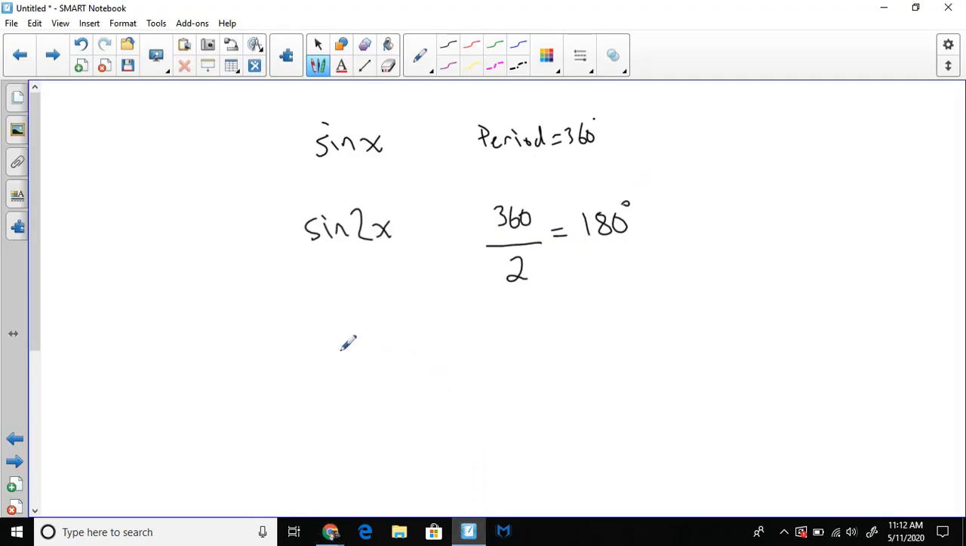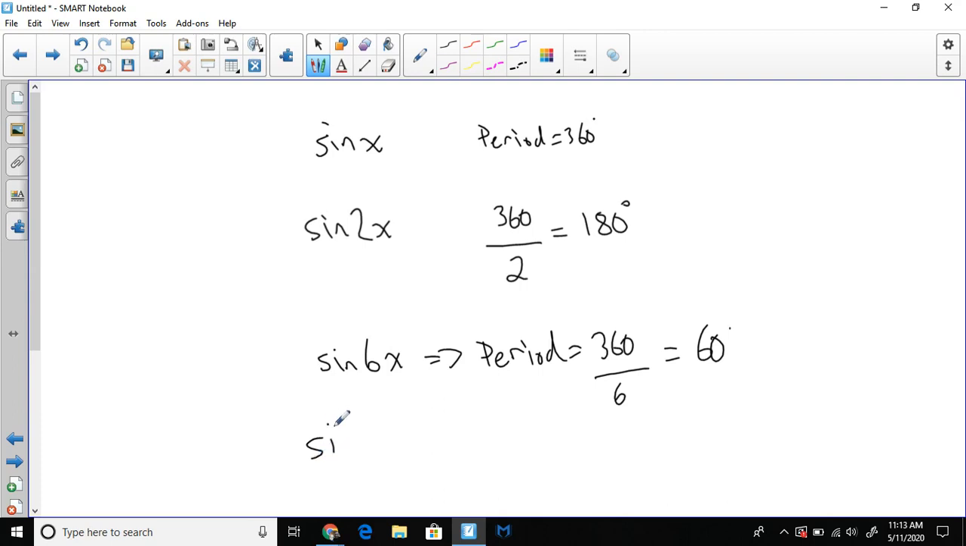So here, for the unknown values, is sine 6x. Well, what would I do? If I have sine of 6x, the period is just going to be 360 divided by 6. And then I had sine of 8x, and I would do the same thing. The period is 360 divided by 8.